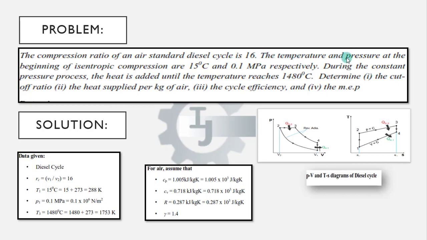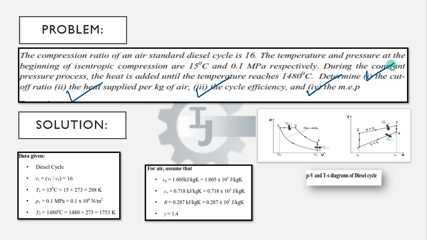The temperature and pressure at the beginning of the isentropic compression are 15 degrees Celsius and 0.1 megapascal respectively. During the constant pressure process, the heat is added until the temperature reaches 1480 degrees Celsius. Determine the cut-off ratio, the heat supplied per kg of air, the cycle efficiency and the mean effective pressure.